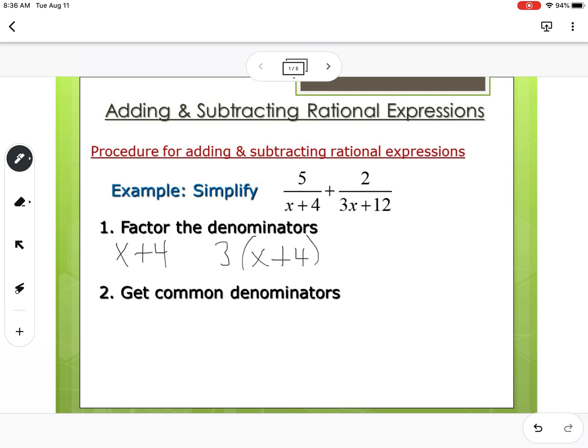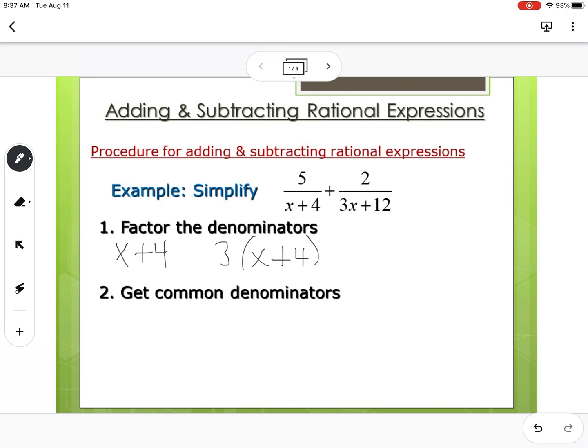All right, so step number 2, and this is probably the hardest part, is getting common denominators. So if you can't do this step, then the rest of the problem just won't go very well. So you have to do this right. There's a lot of steps to these problems, but this is a really important one.